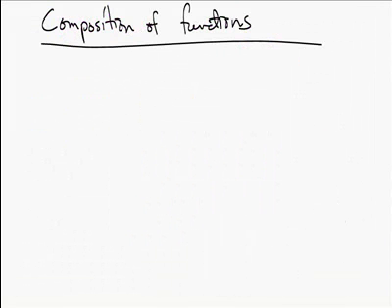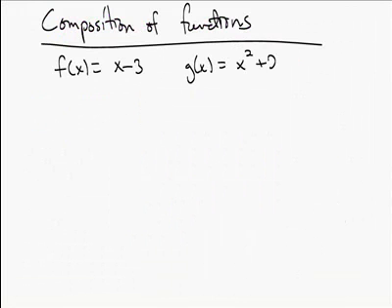Finally, the last topic in section 1.3 is composition of functions. Let's suppose we have a couple of functions. Let f of x equal x minus 3, and let g of x equal x squared plus 2x. Let's suppose I want to find f of g of 2, say. Well, what does this mean?